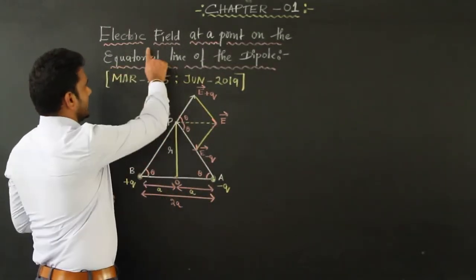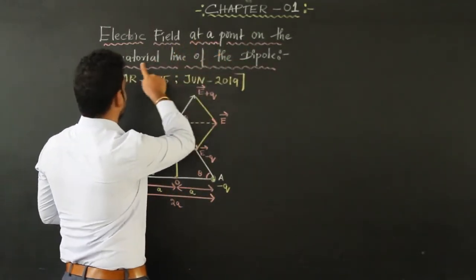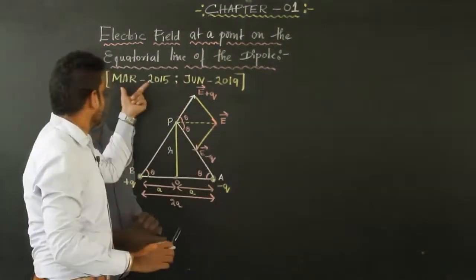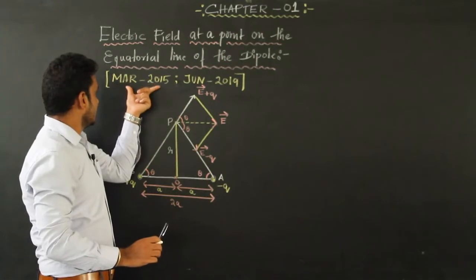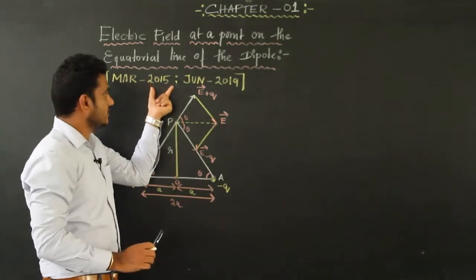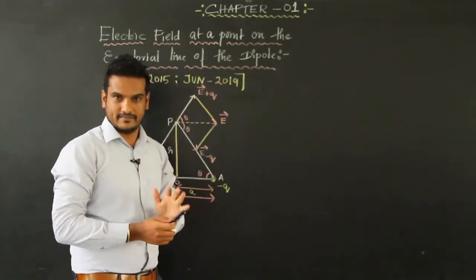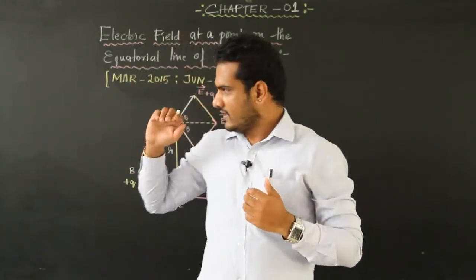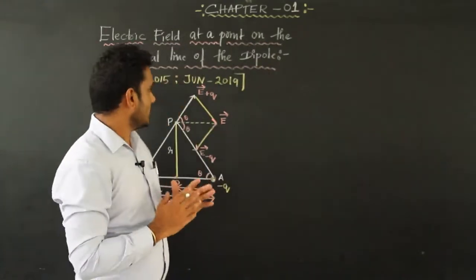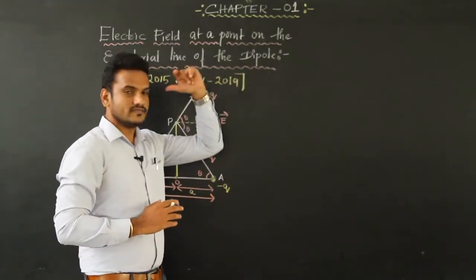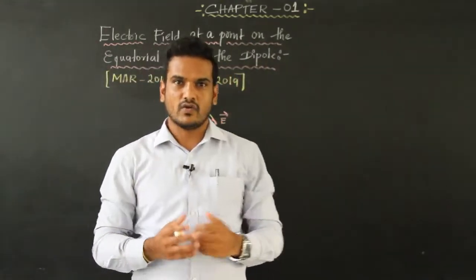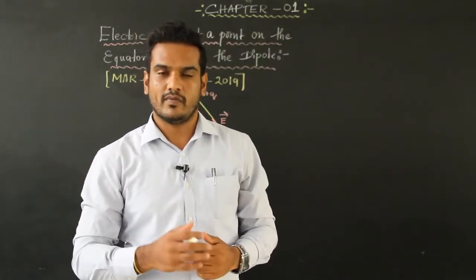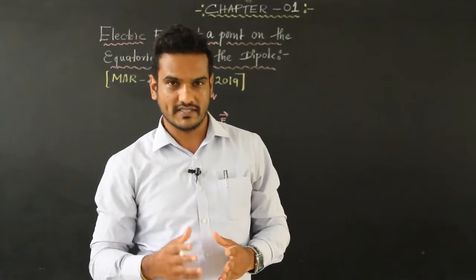Look at the heading, electric field at a point on the equatorial line of the dipole. This question was asked in the year March 2015 and June 2019. In order to understand this derivation, first we need to understand what exactly the dipole. Again, we will recall what exactly the dipole. Dipole is nothing but a pair of equal and opposite charges separated by a small distance 2a.